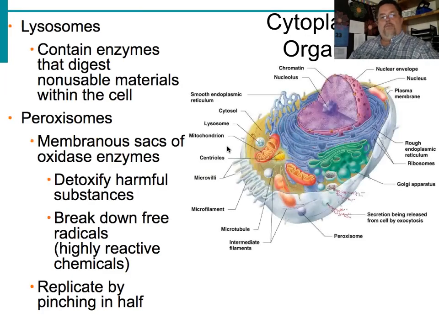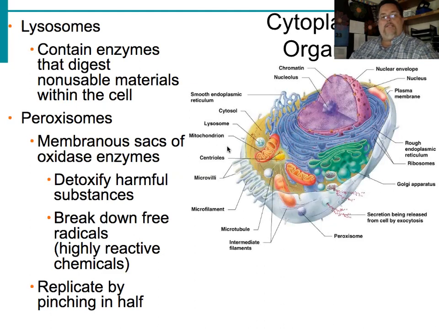The lysosomes are another type of vesicle that contains enzymes that will digest non-usable materials from the cell. So they will help to break down proteins or whatever needs to be broken down.